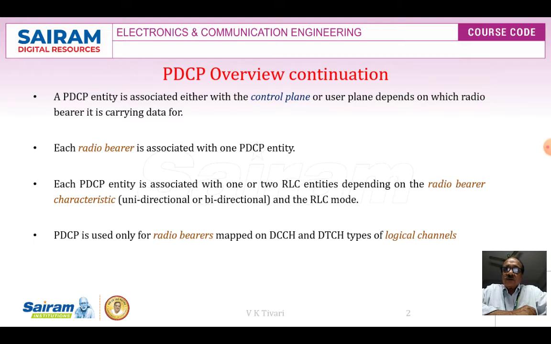Each radio bearer is associated with one PDCP entity. Each PDCP entity is associated with one or two RLC entities depending on the radio bearer characteristics, unidirectional or bidirectional, and that depends on how the radio channel has been associated, and on the RLC mode. PDCP is used only for radio bearers mapped on DCCH and DTCH logical channels, that is, control channels and traffic channels.